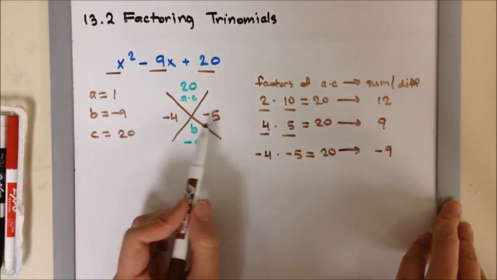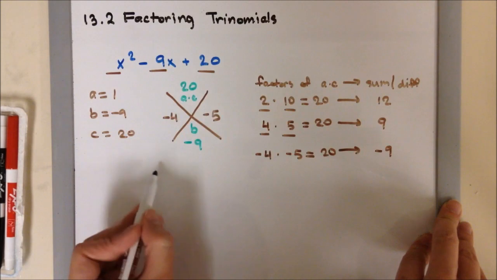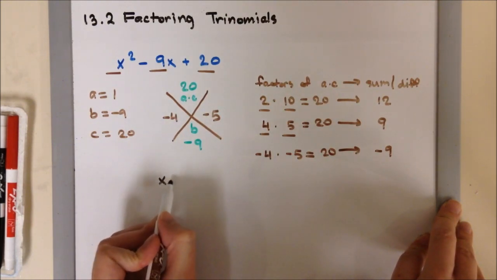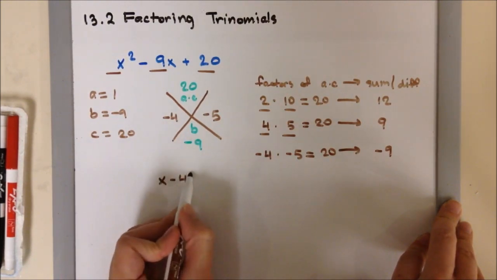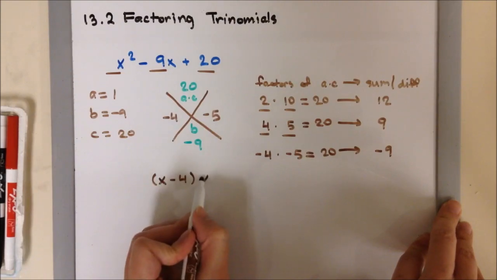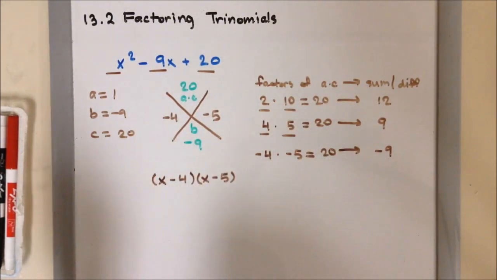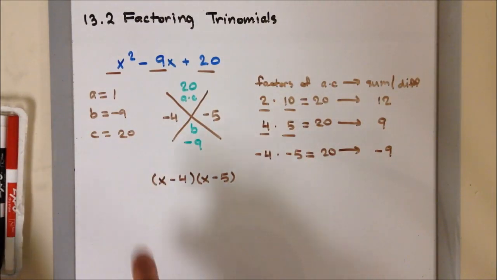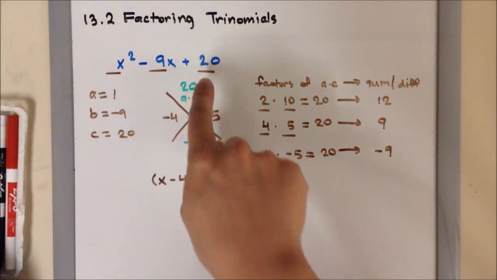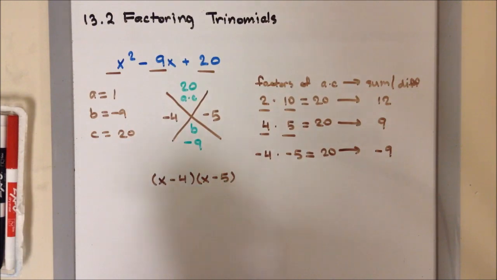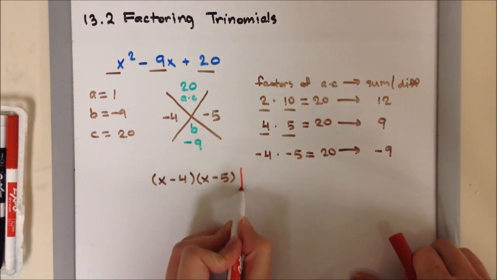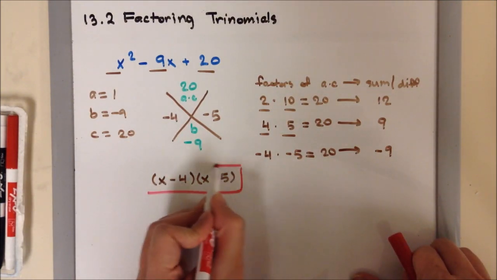Once I found the correct pair of factors, I'm just going to put it in factor form. X minus 4 because it was negative, and then x minus 5 because that was also negative. And there's my factors for x squared minus 9x plus 20. To double check, you can just simply FOIL your factors and see if it matches.